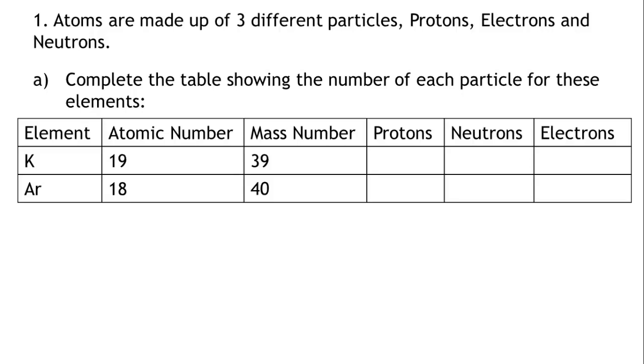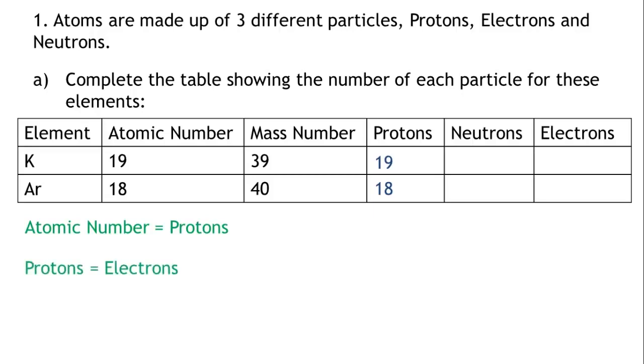The atomic number is the number of protons in an atom. Therefore, the proton number for potassium, K, is 19, and the proton number for argon, Ar, is 18. The number of protons equals the number of electrons in an atom. Therefore, the number of electrons in potassium, K, is 19, and the number of electrons for argon, Ar, is 18.